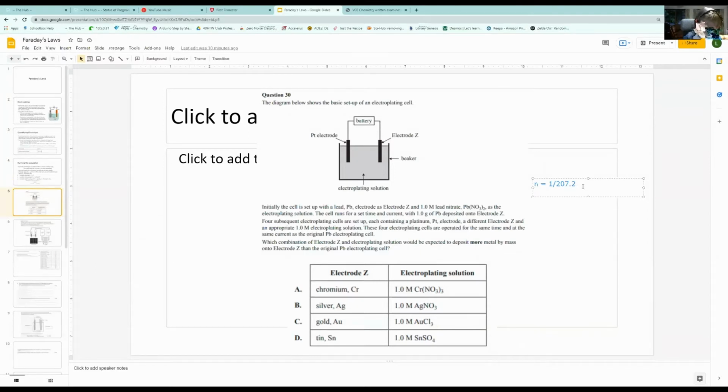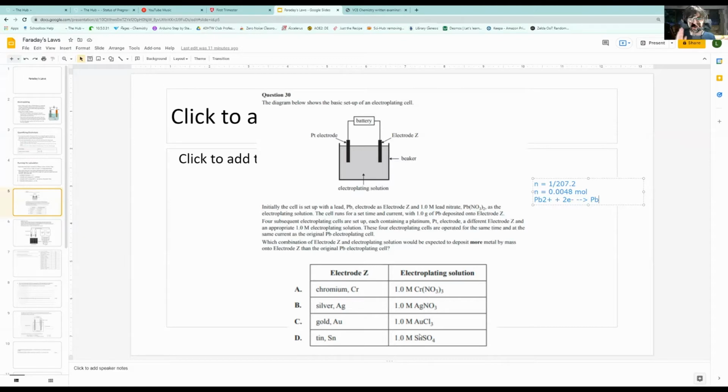207.1 divided by 207.2 is going to be 0.0048. I'll keep the number in my calculator. Mole there. Our half equation for this is lead plus 2 electrons goes to lead. If you're not sure, you should be able to figure this out just straight from the charge. All of the metals are literally just going to be, because they are metals, it's more complicated if you've got things with oxygen floating around.